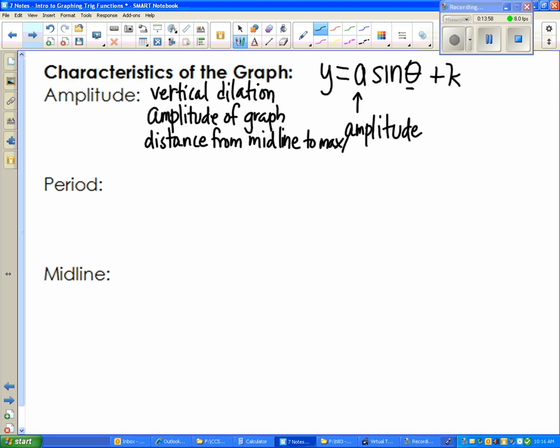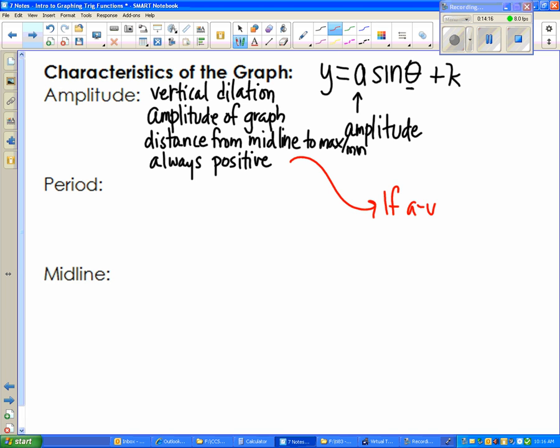Or midline to min, if you want to do it that way. Sorry, I'm running out of space. And it's always positive. And so that's important because you're actually going to see some graphs where the A value is negative.